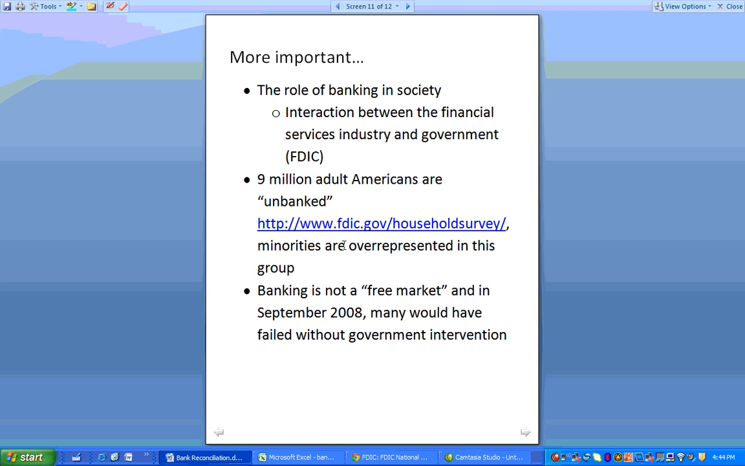Another thing to consider is that banking is not a free market. In September 2008, many of the banks in our society would have failed without government intervention. So there's that tie-in between the democratic government and the financial services industry. And as educated college finance students, you will become part of the solution that will hopefully give us a stronger banking system and market financial services industry in this country.